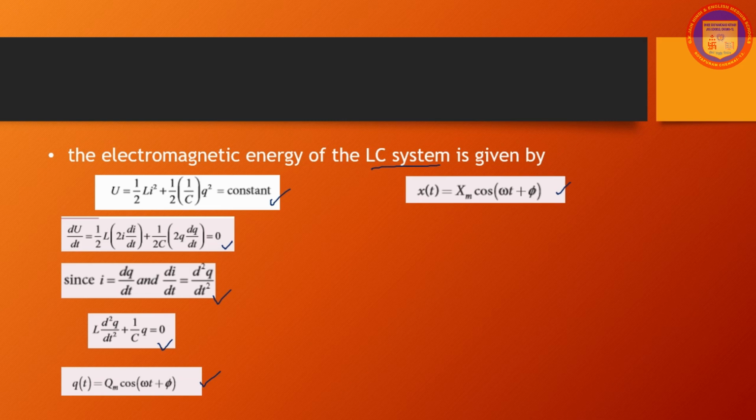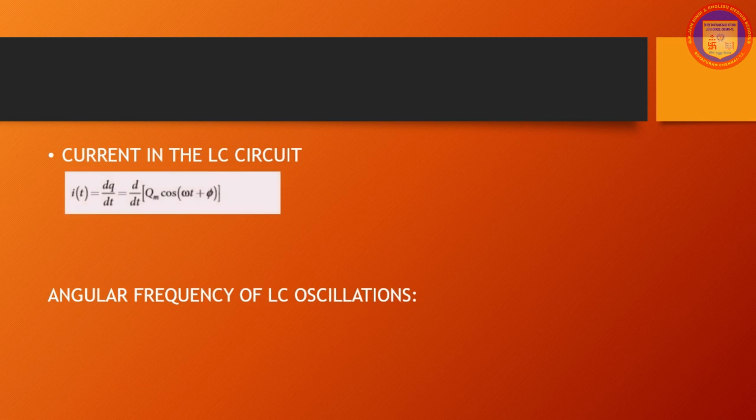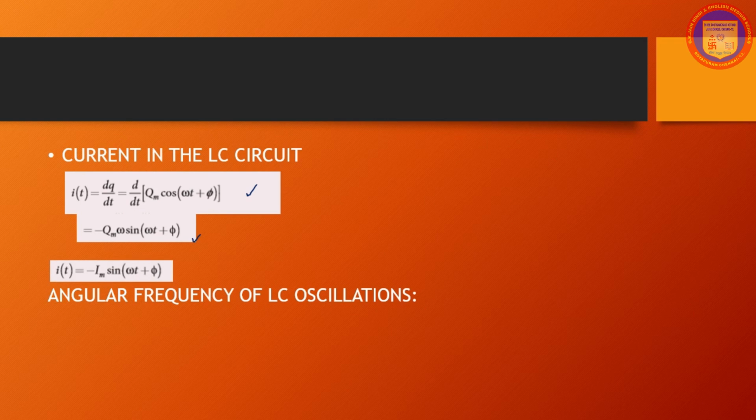So next we'll go to the next topic, current in the LC circuit. The current flowing in the LC circuit is obtained by differentiating Q of t with respect to time. So i of t is equal to dQ by dt. Substituting for Q, you will get d by dt of Qm cos(omega t plus phi), which will be equal to minus Qm omega sin(omega t plus phi). So i of t can be written as minus Im sin(omega t plus phi) because Im can take the value which is equal to Qm omega.